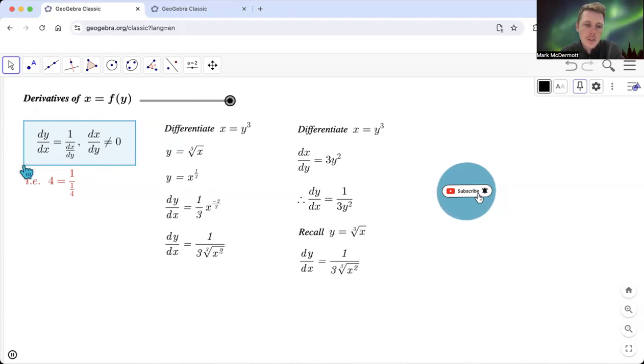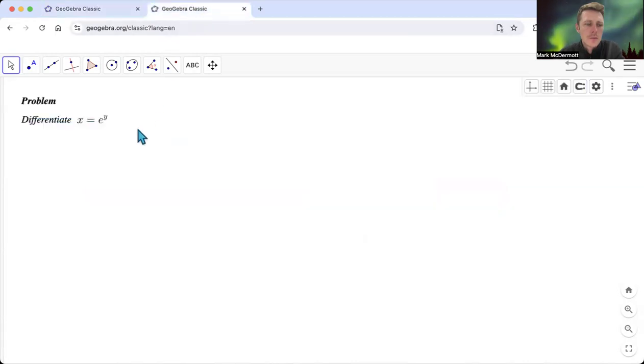If you're more interested in fully understanding why you can treat dy/dx as a fraction, I'll put some links below, so go and do some exploring and see what you can find out. Let's finish with a problem. See if you can differentiate x equals e to the power of y, and let me know how you go. Good luck.